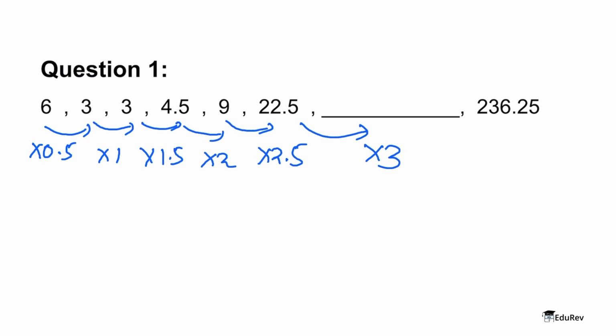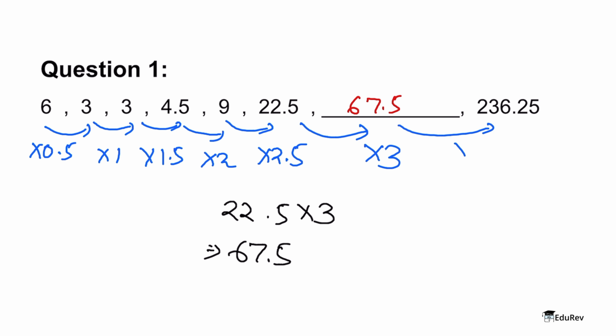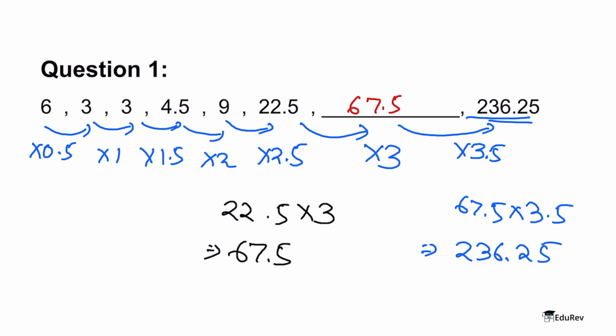Okay, so how do we get it? We have to multiply 22.5 into 3, and here the correct answer is 67.5. To verify this, we can see that 67.5 into 3.5 should give the last number. Is that the right answer? If you multiply 67.5 into 3.5, yes, we do get the right answer, which is 236.25. So 67.5 is our correct answer for this series.